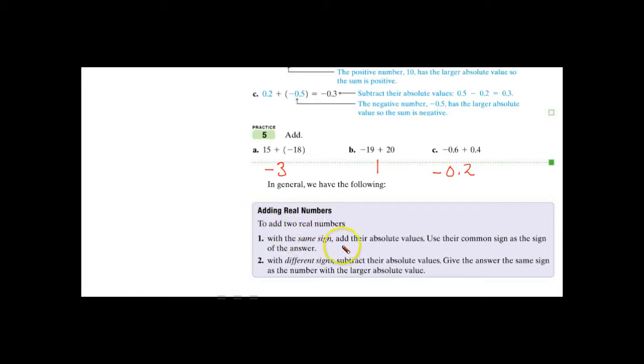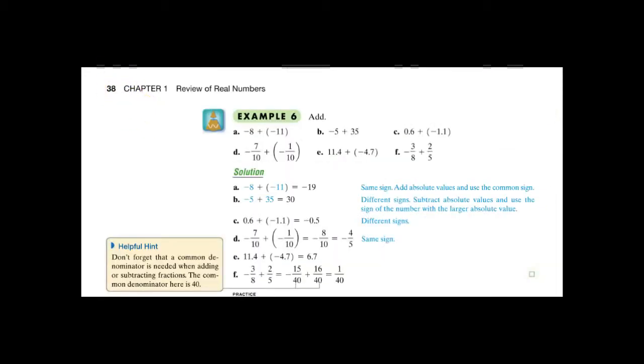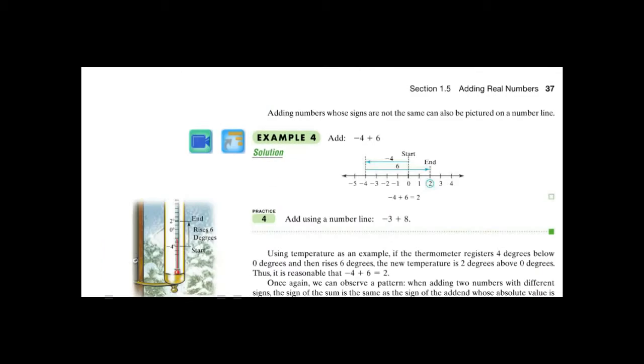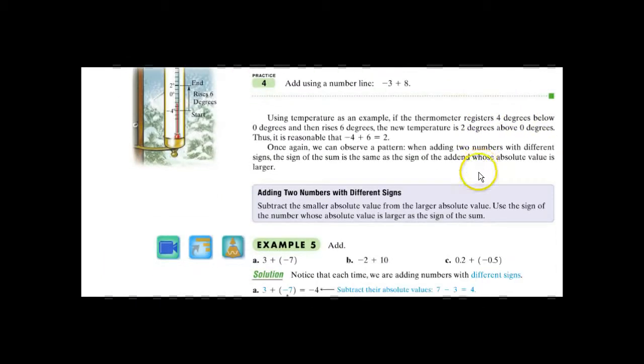So here's a summary, if we're adding. Same sign, different signs. Okay. And again, the proof of the pudding will be your practice and quizzes. Did we finish already? Let's see here.